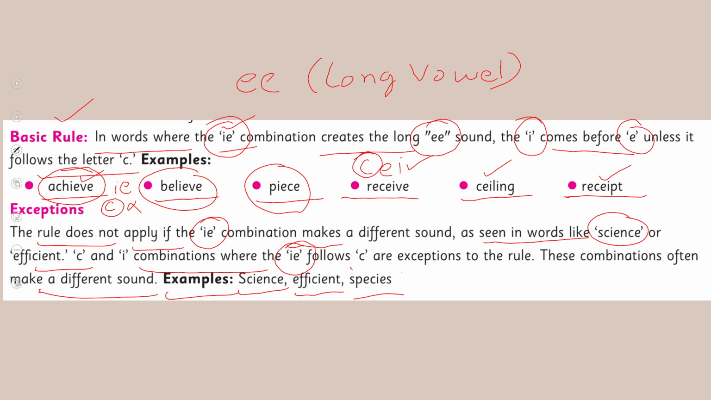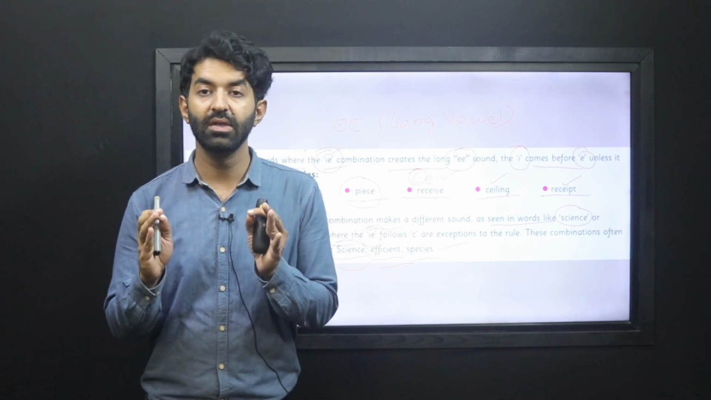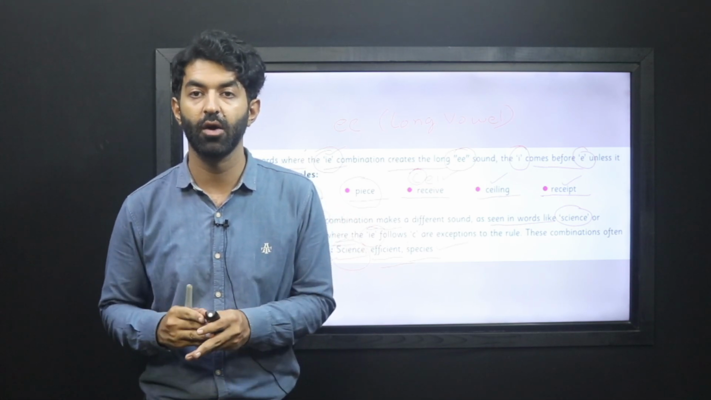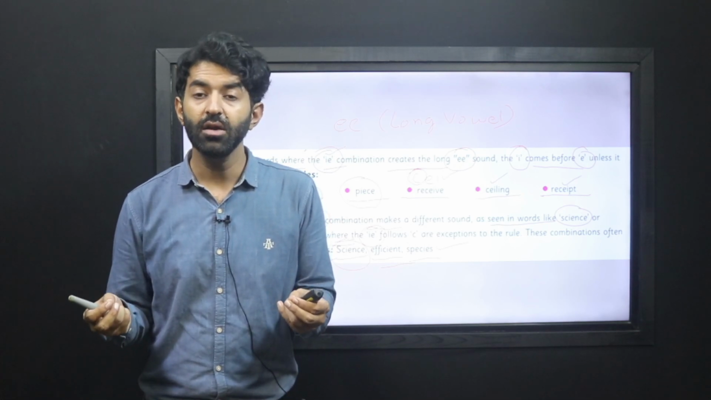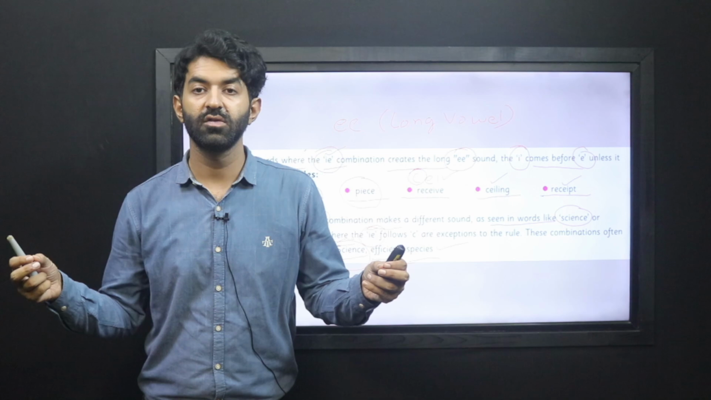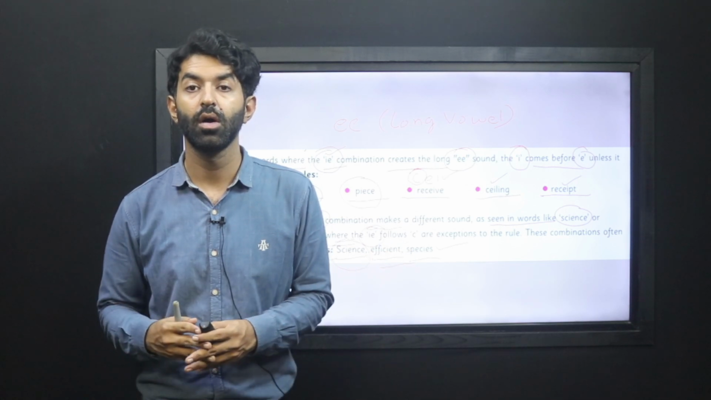Receive, ceiling, receipt. Yes. But when there is C, and here are some exceptions, then you will not say it with a long sound. You will say science, efficient, species. Only when it is following the basic rule of I before E except after C, then the long E sound, the long vowel sound, will come in your pronunciation. But if it is an exception, then you cannot prolong the vowels, but you will say it immediately without lengthening the vowel sound.